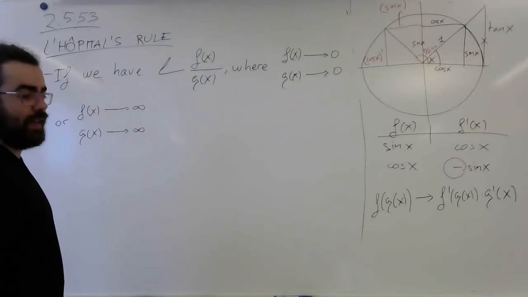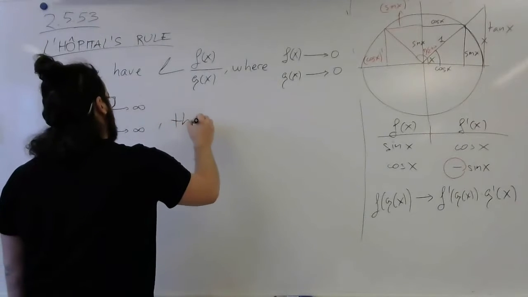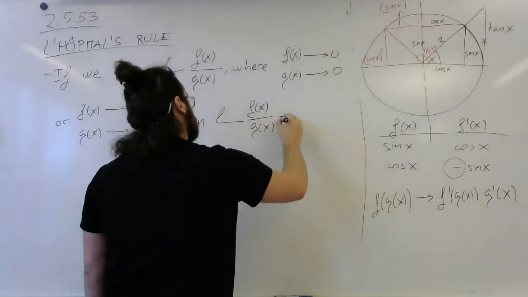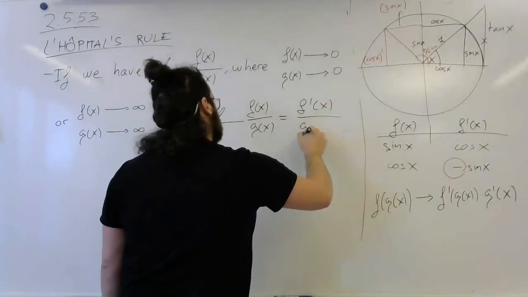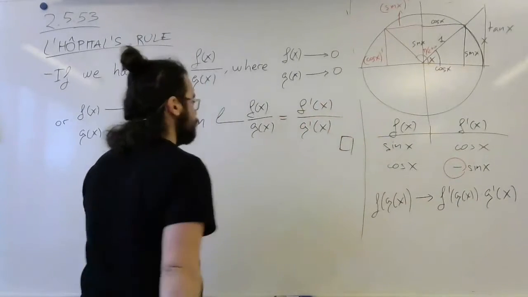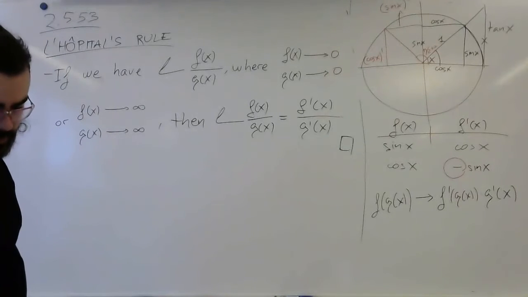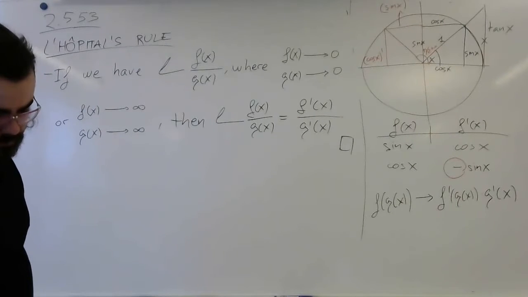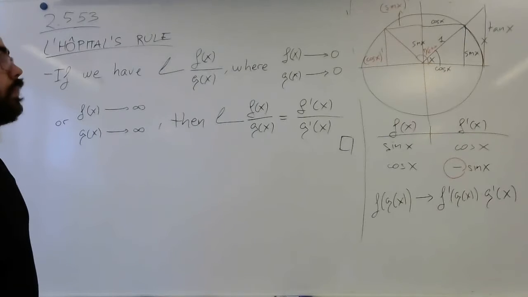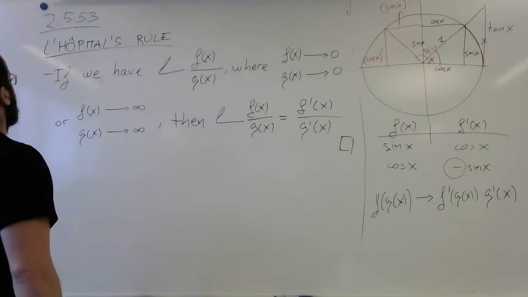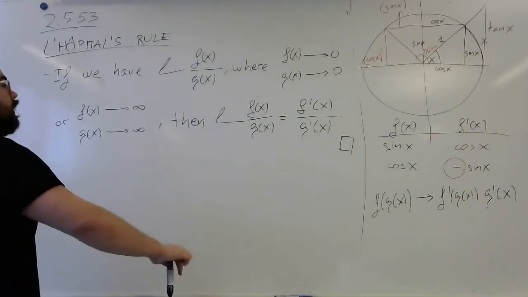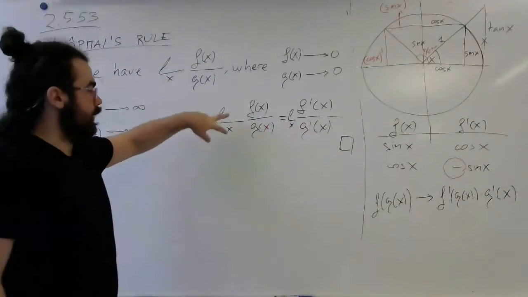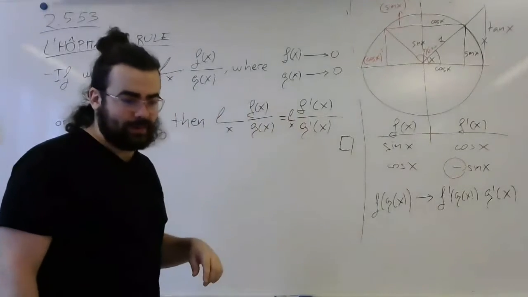So if we have a quotient of two functions that tend to either infinity or 0, then... Beautiful, isn't it? What we have here, limit on x, limit on x, limit on x, is that the limit of the quotient of functions is equal to the limit of the quotient of derivatives. So let's apply it.